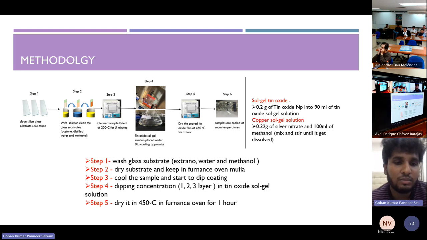And these are the steps of how I deposit: washing the glass substrate, drying the substrate, and cooling the sample. And finally, I dried the sample at 450 degrees Celsius in the furnace oven for 1 hour.